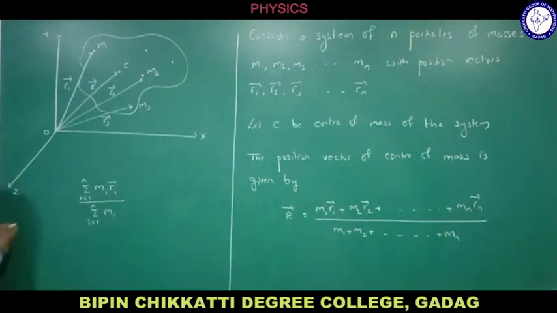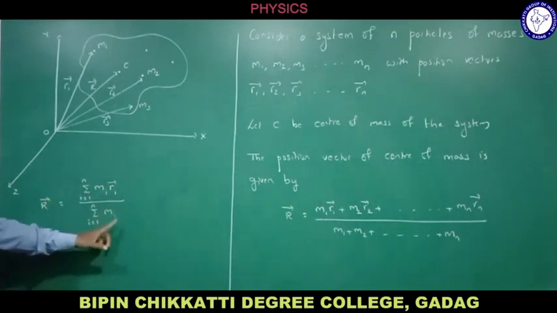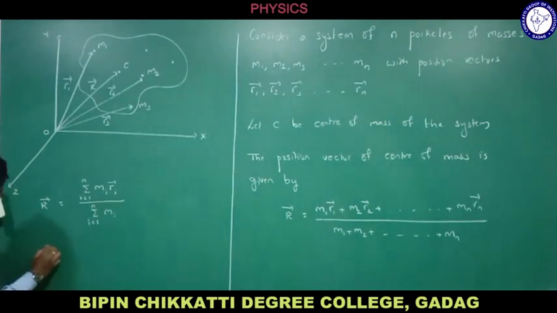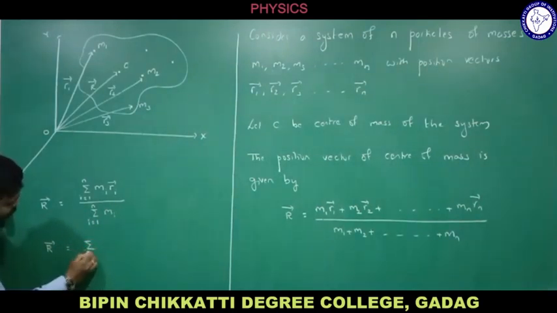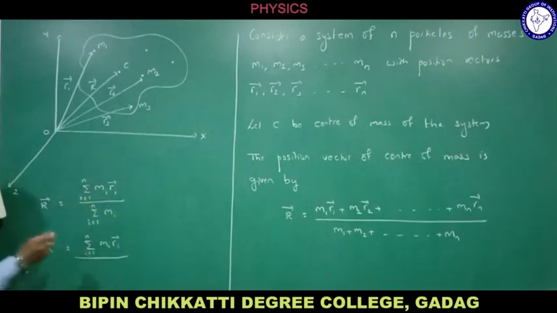So this is how we represent the same equation, right? Summation of mi ri vector, i equal to 1 to n, divided by summation of mi where i equal to 1 to n. This can be written like this also, that is summation of i equal to 1 to n mi ri vector divided by, what is the meaning of the denominator?